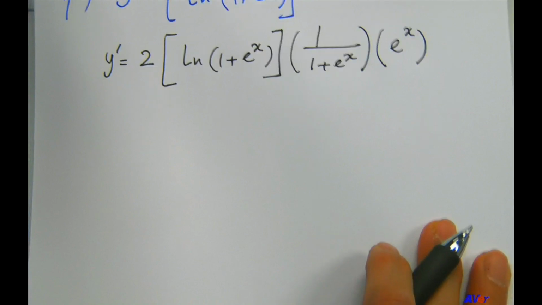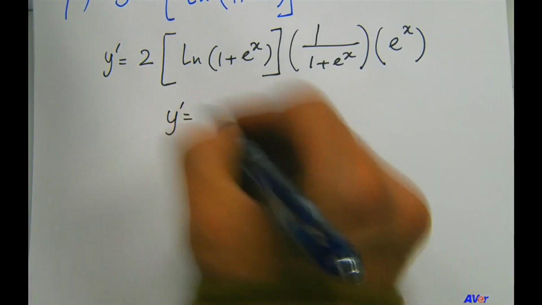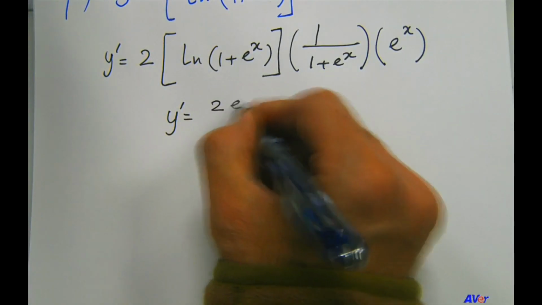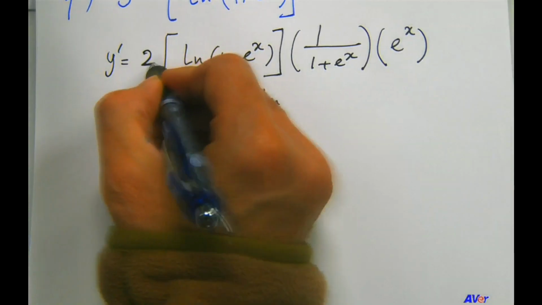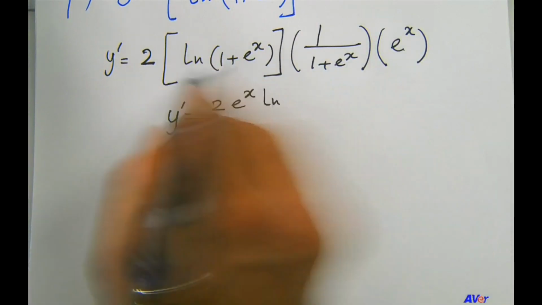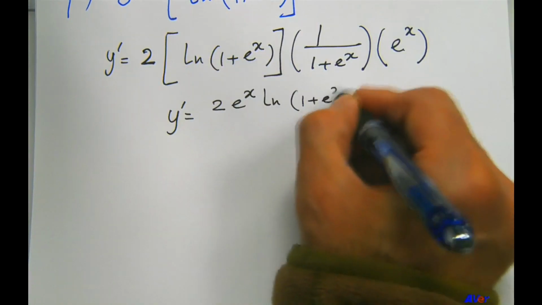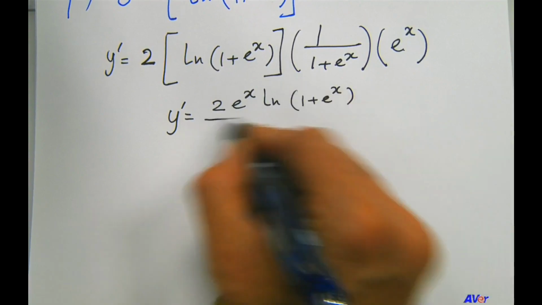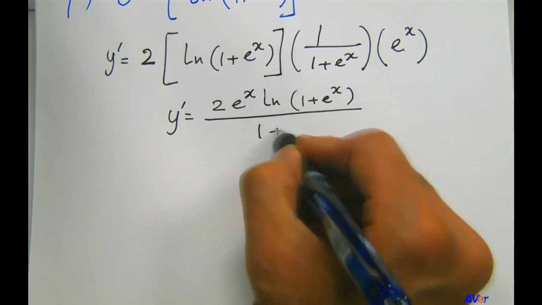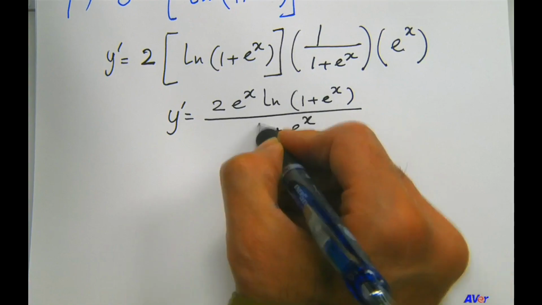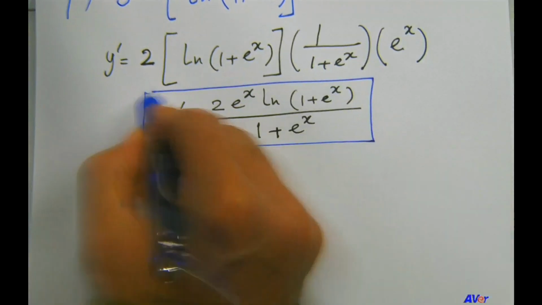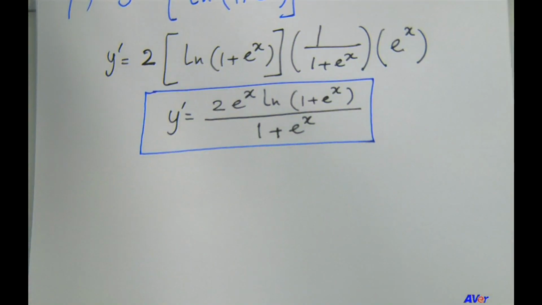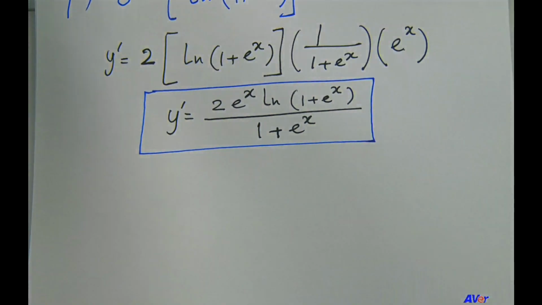Okay, so we have then y prime is equal to 2 times e to the x, times natural log of 1 plus e to the x, divided by 1 plus e to the x. Okay, so let's do another example.